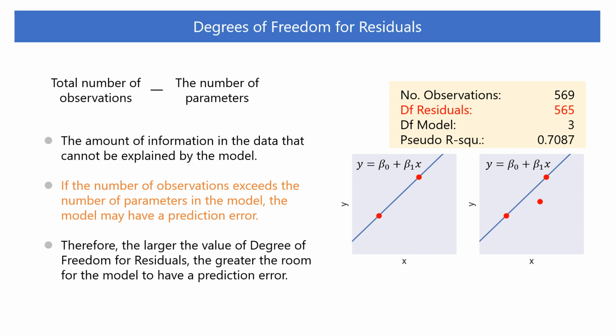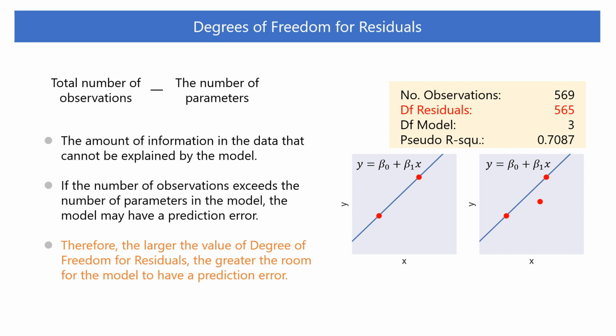In other words, if the number of observations exceeds the number of parameters, the model may have a prediction error. Therefore, the larger the value of degrees of freedom for residuals, which is the number of observations minus the number of parameters, the greater the room for the model to have a prediction error. This is what we mean when we say that degrees of freedom for residuals represent the amount of information in the data that may not be explained by the model.